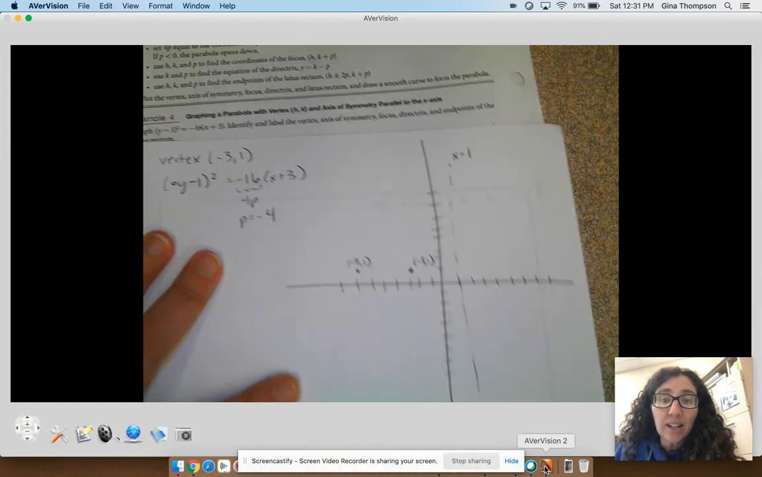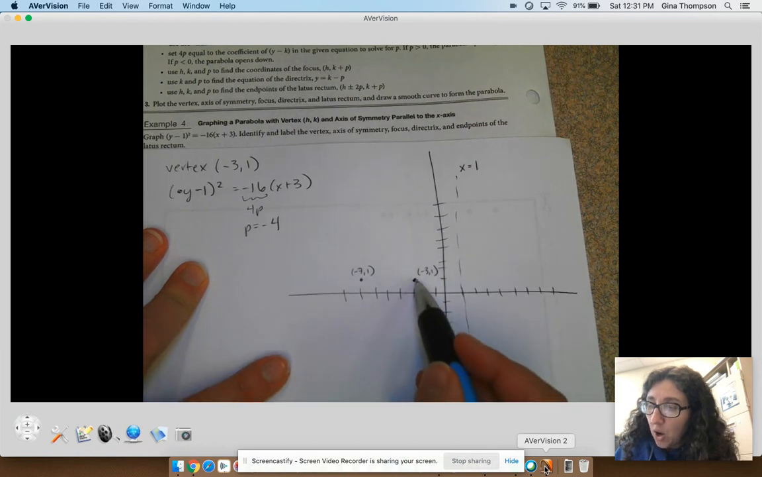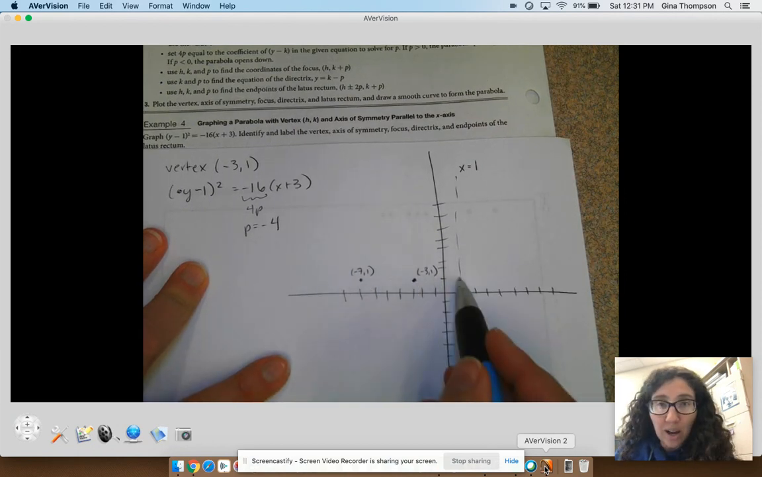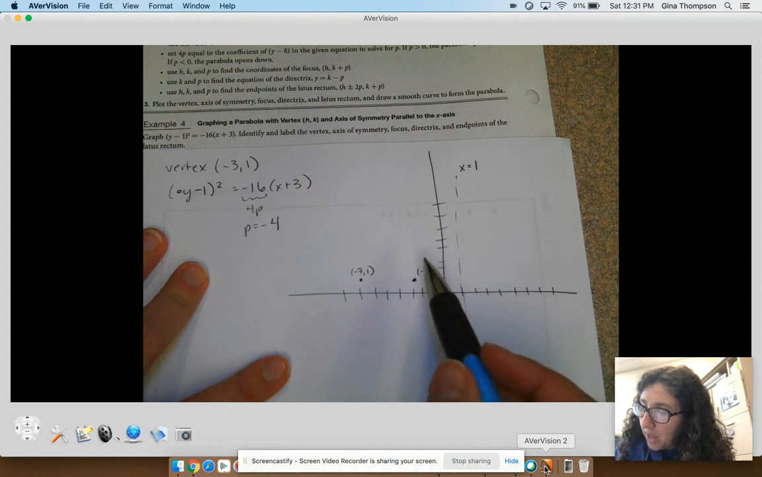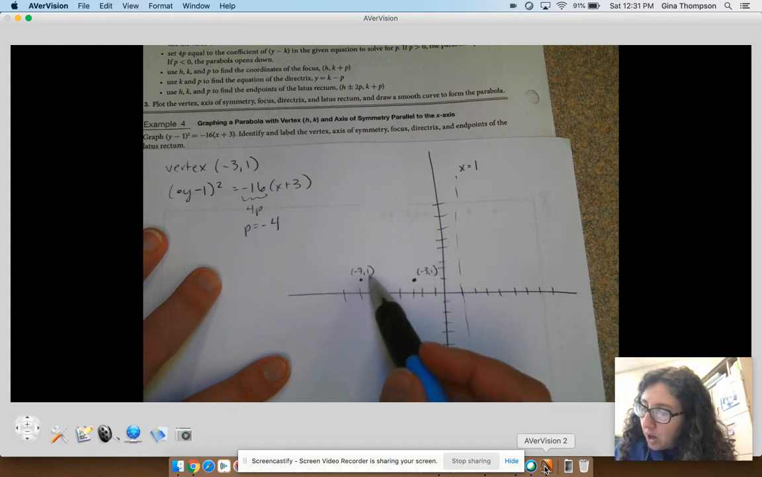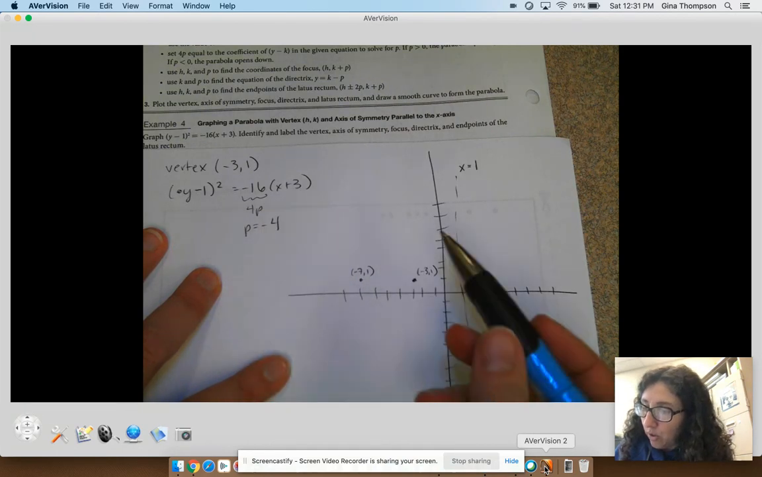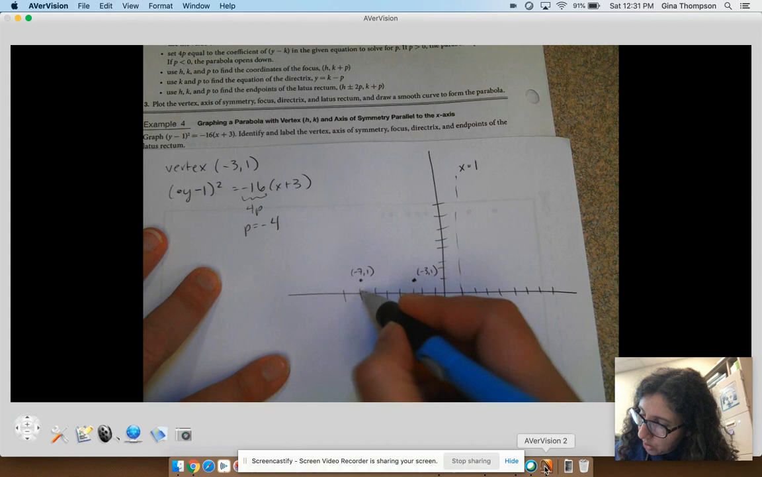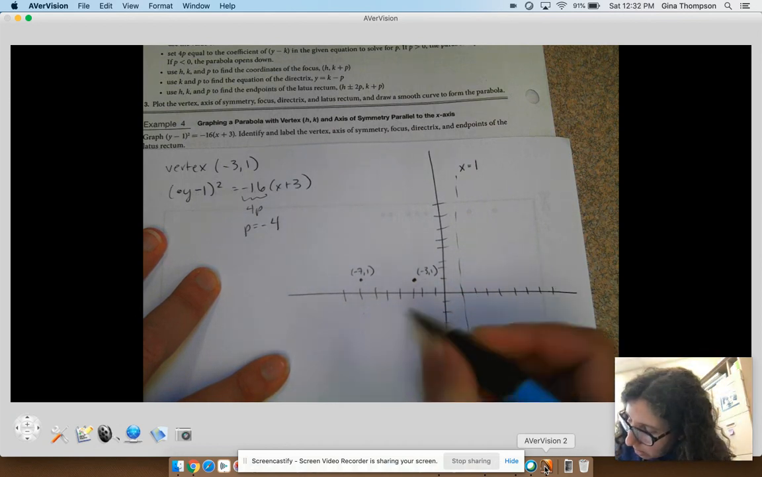So the numbers aren't as nice and symmetric as before, but we're doing the same thing, right? We found our vertex. We're going 4 units this way and 4 units that way to find the focus and directrix. And now the endpoints of the latus rectum, well, our p is negative 4, so it's going to be 8 units either direction. So 1, 2, 3, 4, 5, 6, 7, 8.